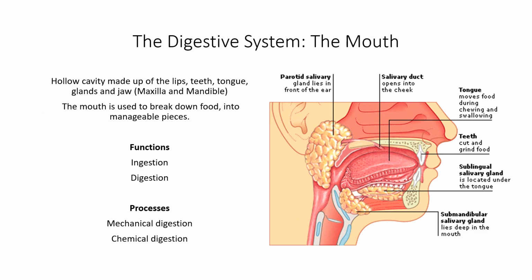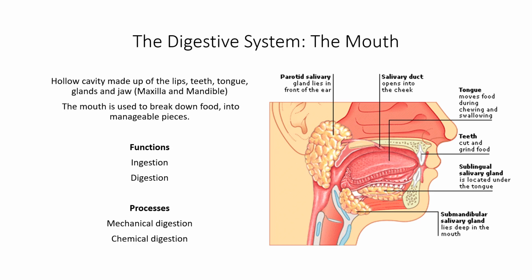You all know where the mouth is. The mouth is a hollow cavity and it's essentially made up of the lips, teeth, tongue, glands, and the jaw. So this is the maxilla and the mandible. So the two main functions of the mouth are ingestion and digestion. So this is primarily where all food and drink will be ingested into the body. And this is also where digestion will start to take place.